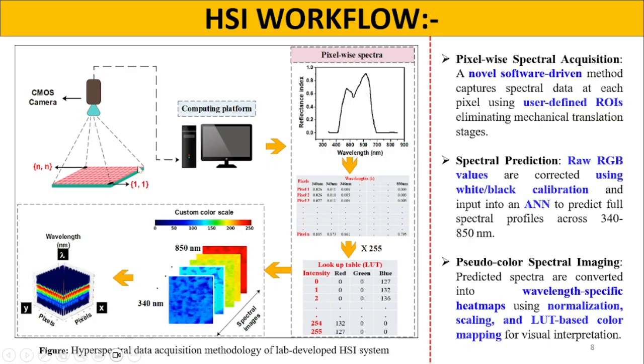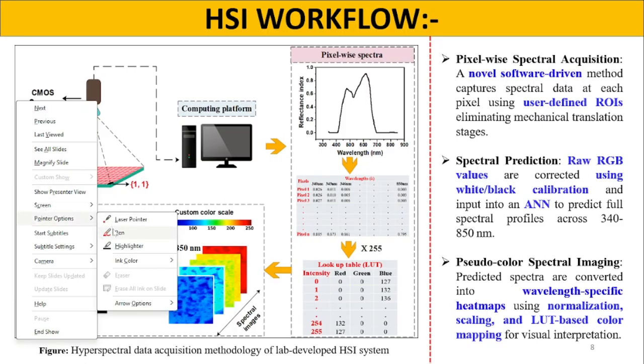What happens is that, let's say this is an object. Light falls on here, and based on the Cartesian coordinates, your light is being captured. After that, these captured rays of light go to a computing platform where we basically have a pixel by pixel spectra. You understand that in each pixel, if you see these pixels, let me just point and show you.